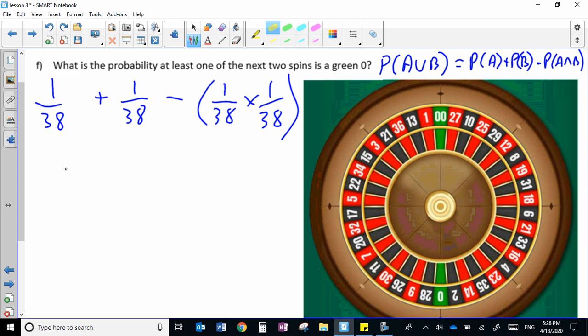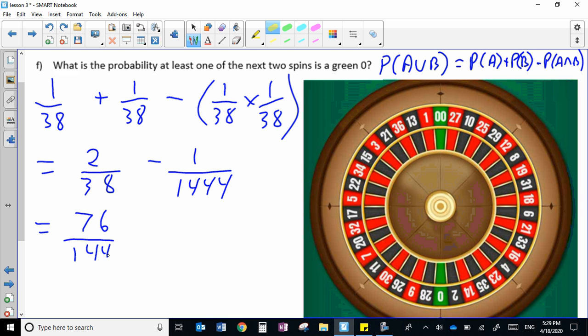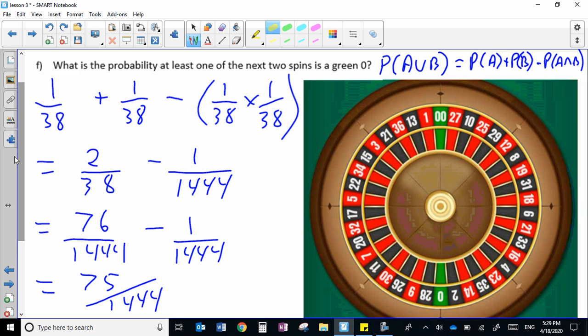So technically, this is our correct answer: 2 over 38, subtract 1 over 1,444. Now, if I continue with that, find a common denominator of 1,444, times this by 38, so times the top by 38, gives me 76 over 1,444 minus 1 over 1,444. That gives our final answer, which is correct, of 75 out of 1,444.